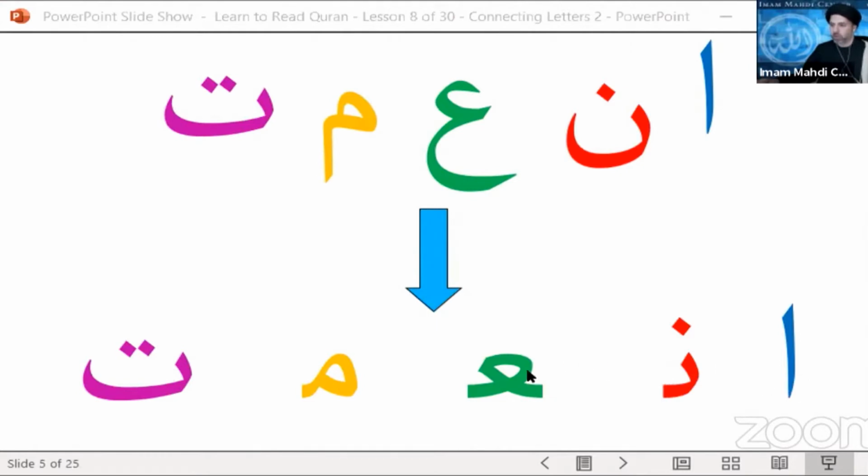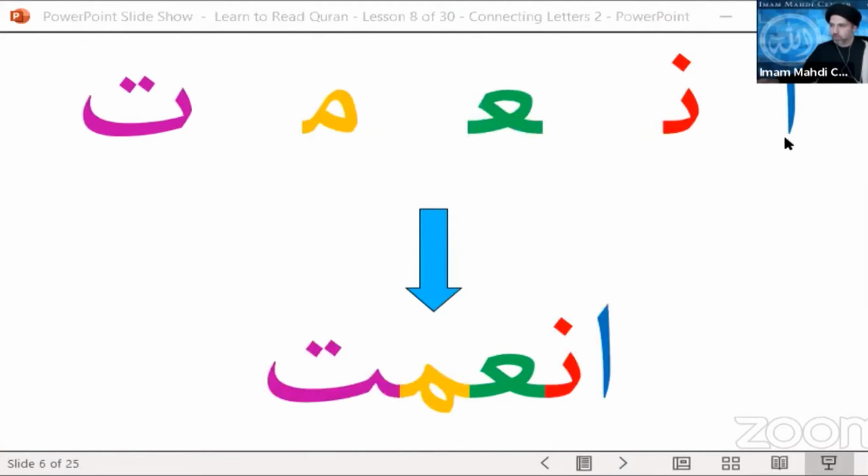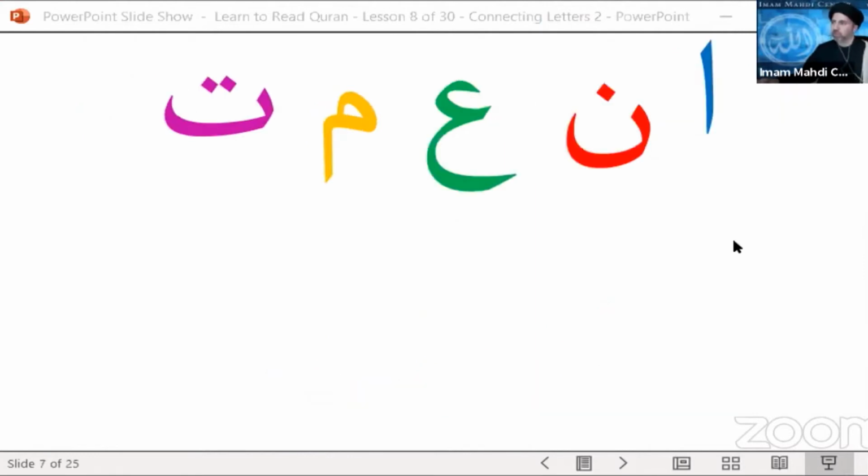So we're going to take these lowercase letters and see how they connect now. So we have the alif, it comes here, and we leave a space. Then we have this lowercase noon right here. And then this middle form of the ayn gets connected to the noon. The meme gets connected to the extension of the ayn, and then the ta gets connected to the extension of the meme.